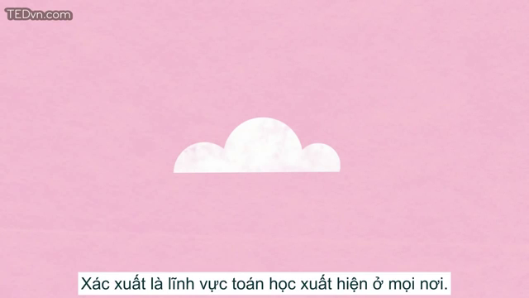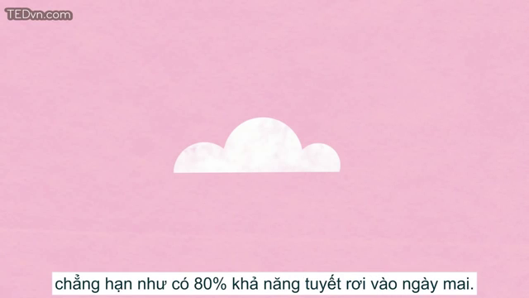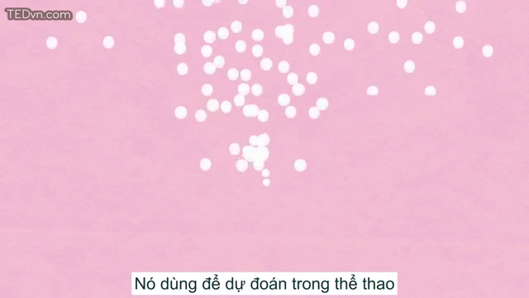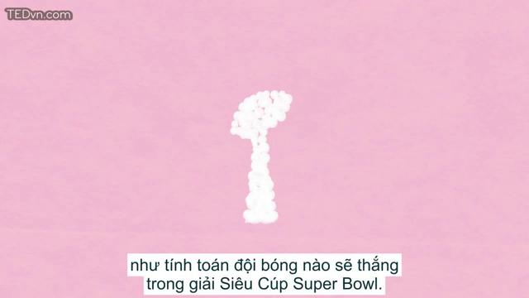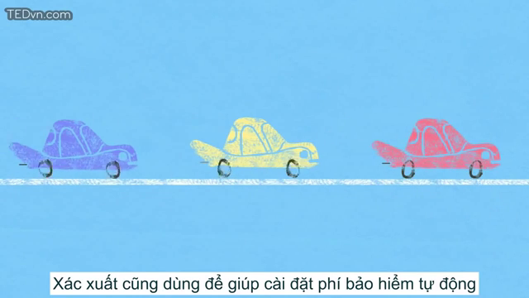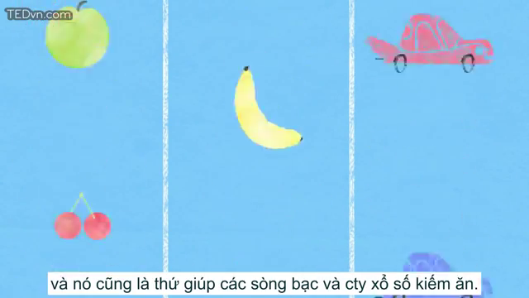Probability is an area of mathematics that is everywhere. We hear about it in weather forecasts, like there's an 80% chance of snow tomorrow. It's used in making predictions in sports, such as determining the odds for who will win the Super Bowl. Probability is also used in helping to set auto insurance rates, and it's what keeps casinos and lotteries in business.